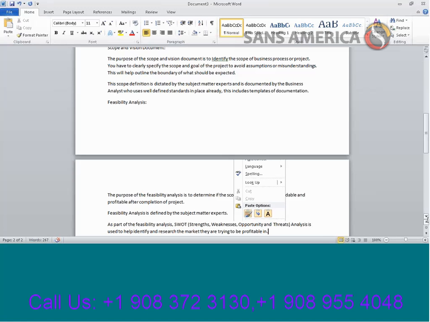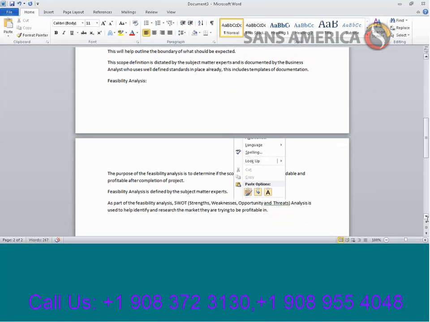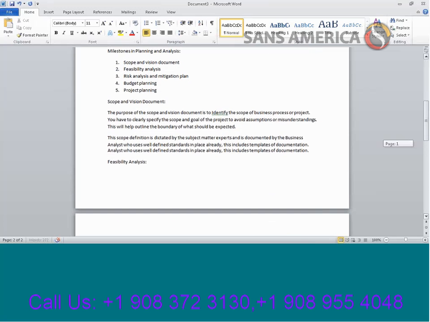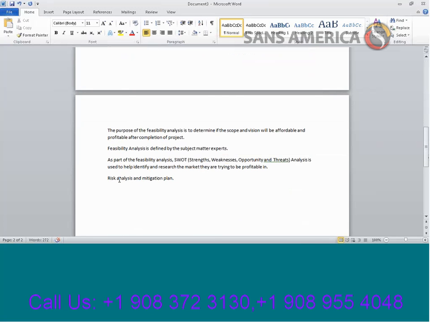All right. Now, coming to the next one, risk analysis and mitigation plan. What is a risk analysis and what is the mitigation plan? So now we have identified the scope. We have identified whether it's feasible or not. Once we are comfortable, the next step is the risk analysis. Now, if the outcome of the feasibility analysis is negative, then the project will be halted. The process will not go to the next level.